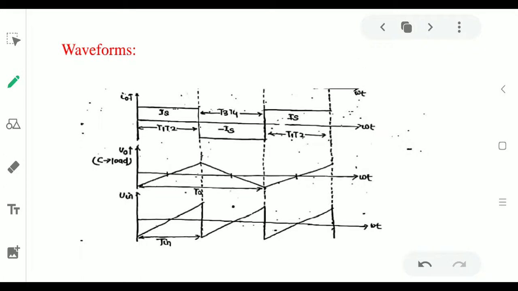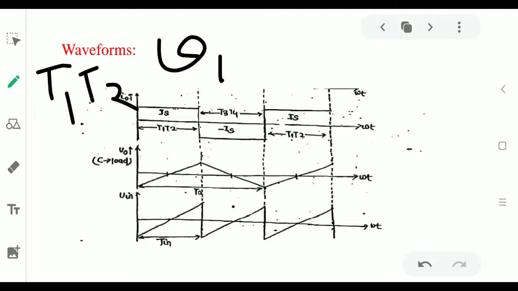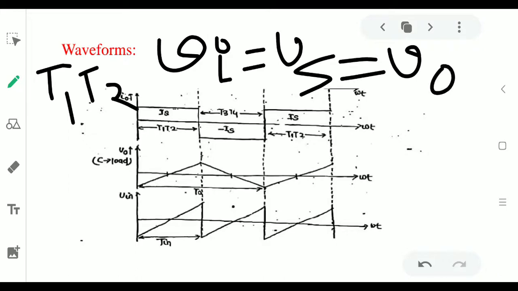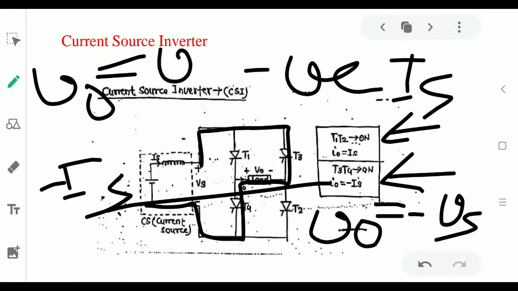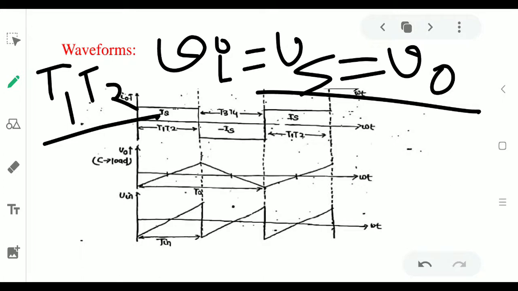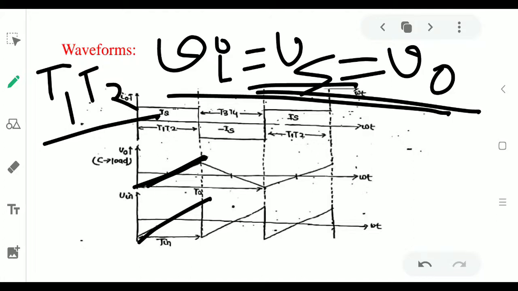Now moving towards input voltage. When T1 and T2 are on, V input, that is Vs, is equal to V0. You can easily see here that V0 is equal to Vs when T1 and T2 are on. So if the V0 path is like this waveform, V1 is equal to V0, its value is the same, Vs.